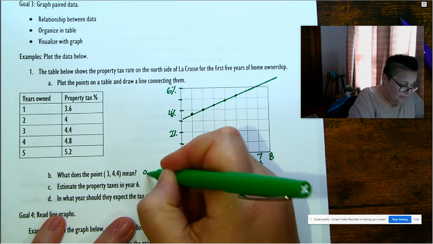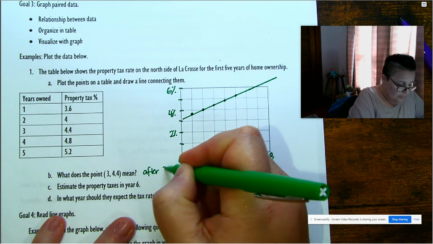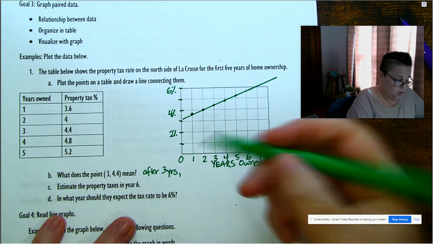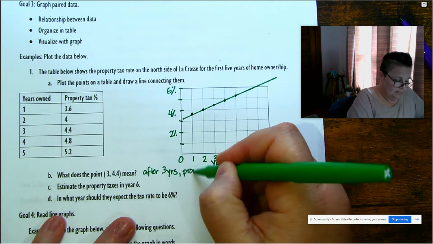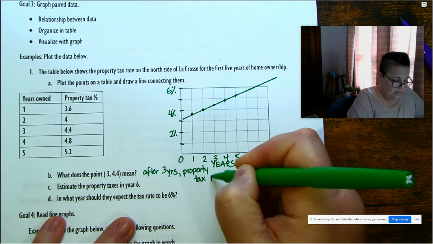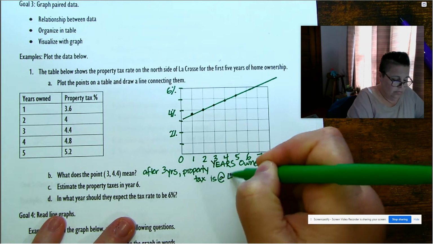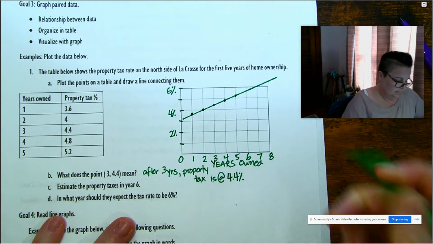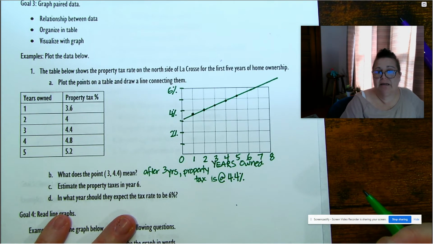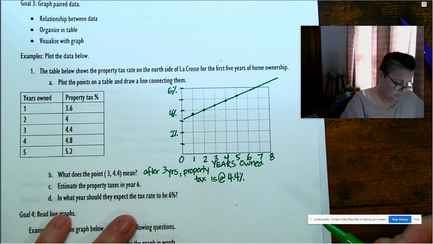That means that after 3 years of them owning the home, the property tax is at 4.4%. Okay. What would the property tax be after 6-ish years?